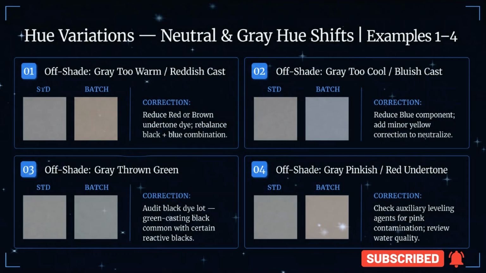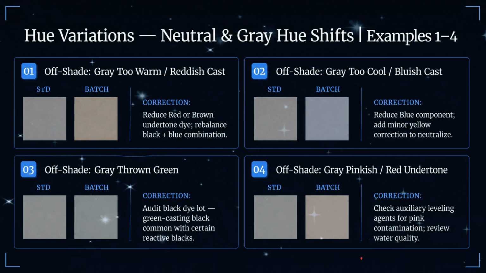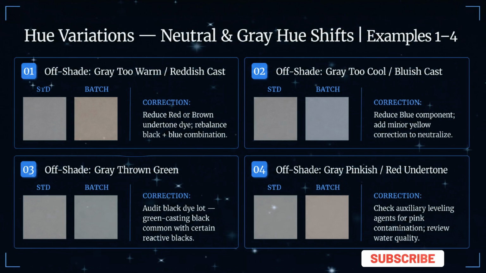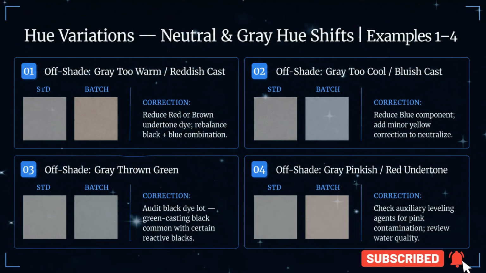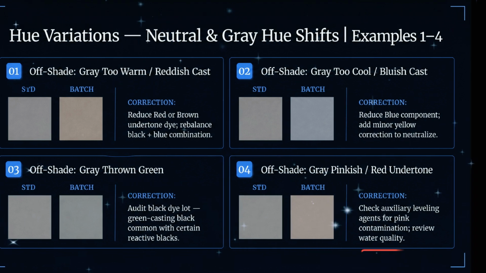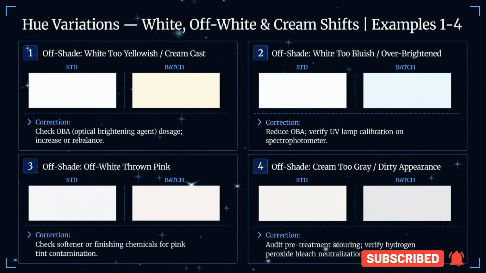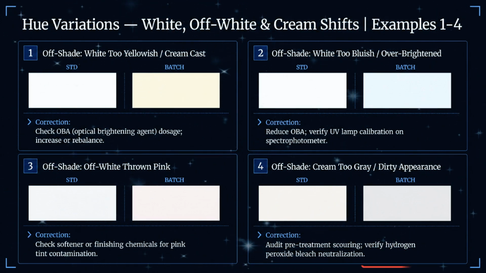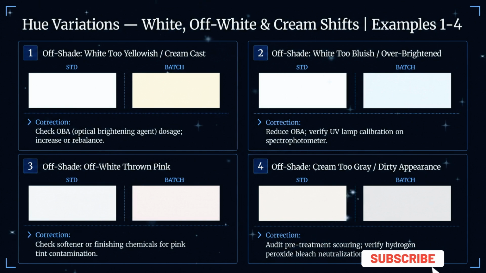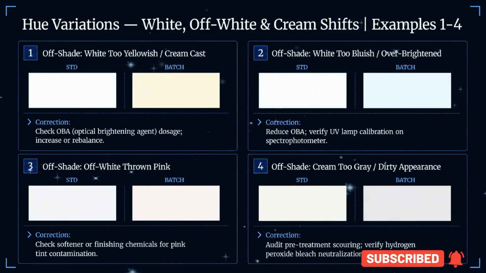We move on to neutral and gray hue shifts. Learn to correct gray that is too warm, too cool, thrown green, or has a pinkish/red undertone by adjusting dye combinations and checking for contamination. Finally, for hue variations, we examine white, off-white, and cream shades. Corrections are provided for shifts that are too yellowish, too bluish or over-brightened, thrown pink, or appear too gray/dirty.